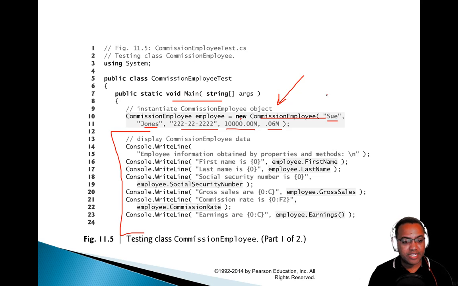It'll display all that data because we fed the constructor, through the instantiation of the object, all the parameters that it needed. So then we can say, okay, employee now contains specific objects, right? The first name is a property that was pulling from the first name private variable. Last name is a property that was pulling from the last name private variable. Social security number was the same. Gross sales was the same. Commission rate was the same. Earnings was a method, but it also functioned like a property.